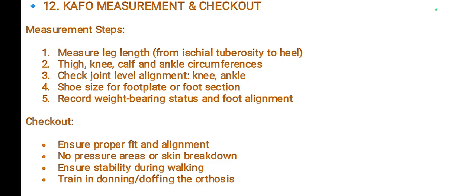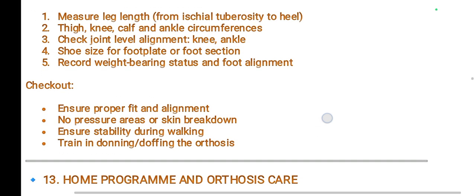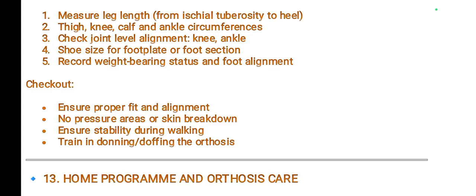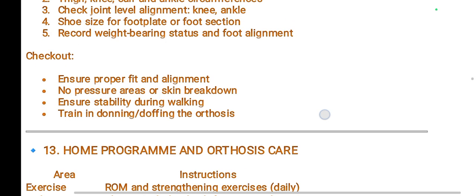KAFO measurement and checkout. Measurement steps: measure the leg length from the ischial tuberosity to the heel. Thigh, knee, calf, and ankle circumferences. Check joint level alignment, knee and ankle. Note the shoe size for the foot plate or the foot section. Record weight bearing status and foot alignment.